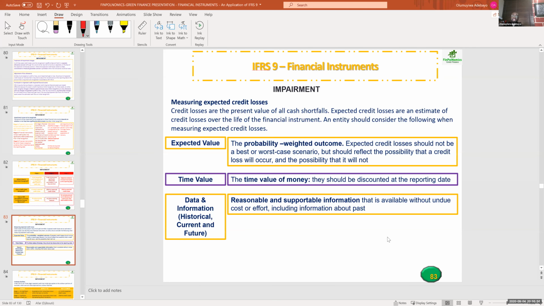Now, as I've said earlier, my expected value will consider probability weighted outcome, which is what I've displayed with you. And it's going to consider time value of money. And the last thing it's going to consider is my data and information, which are influenced by my historical data, my current condition, and my future expectation. All of these are what will form my variables into an ECL model for impairment assessment, especially with respect to the general approach.